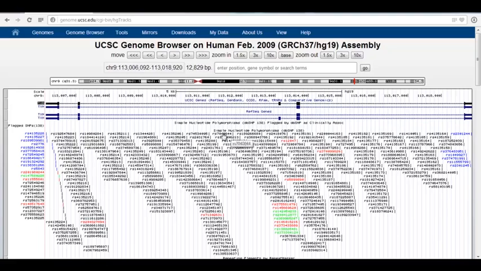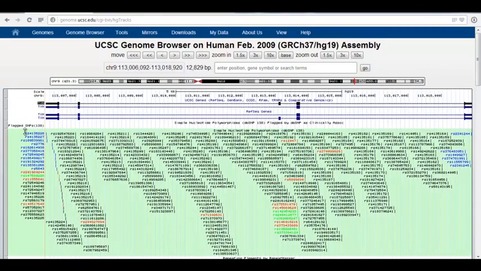Below it, we see a bunch of single nucleotide polymorphisms that I have highlighted now. Their identifiers all begin with RS. Most of them are black. Those are the non-coding SNPs. The blue represents SNPs that are in the untranslated region of the mRNA. They're also non-coding.